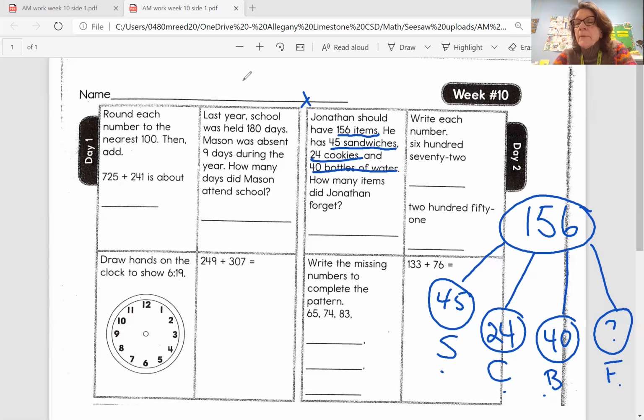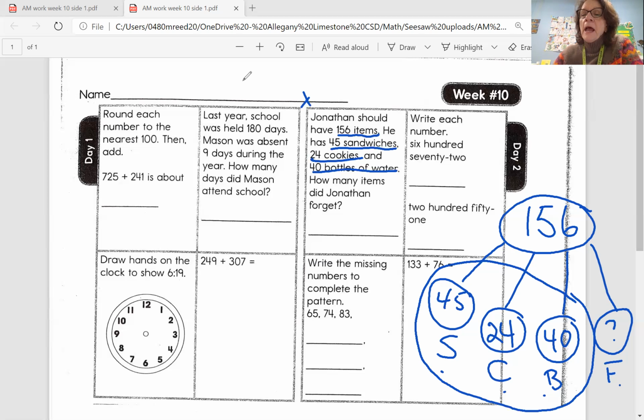All right. Now, it's really hard to do a 4-part number bond. So what I'm going to suggest is we turn it into a 2-part number bond, and then it will be much easier. So how do I do that? Well, look what I'm going to do. I'm going to put all 3 of these parts together. And when I put something together, I'm making it bigger. I'm adding those things. So 45, 24, and 40, I have to add all of those.